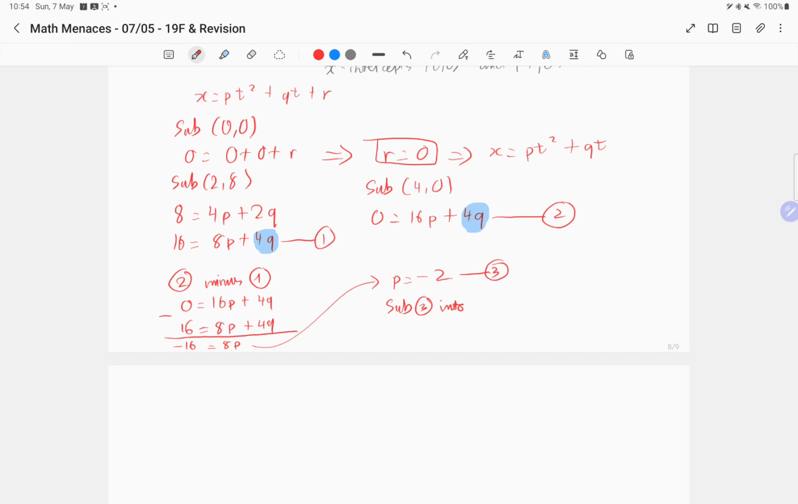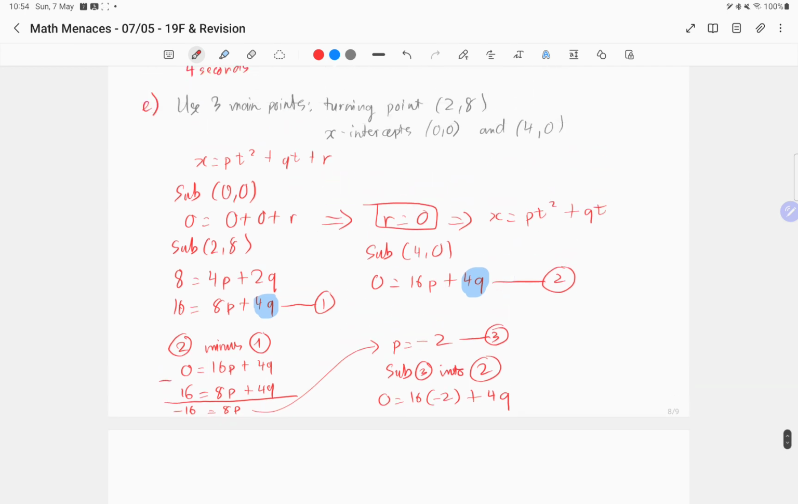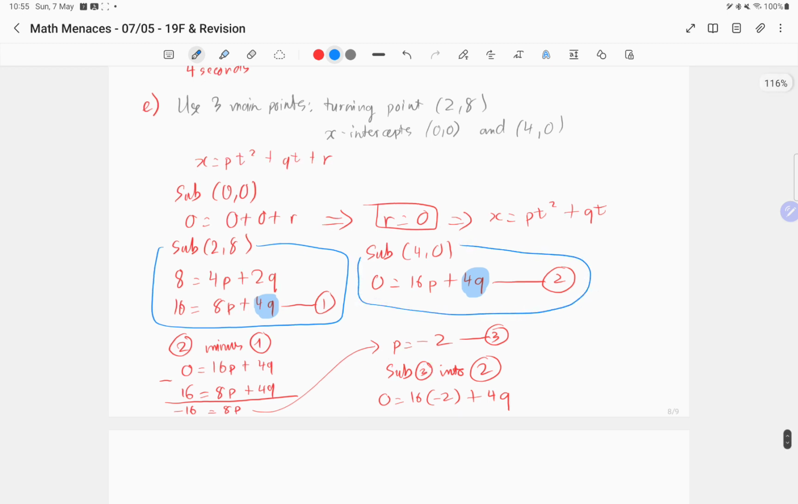Are you guys doing E at the moment? I'm quite lost. I'm very confused. Which part are you up to now? Well, I'm really confused for question E. Yeah, because first I have 8 equals 4p plus 2q. Mm-hmm. But then where did you get 16 from? Because I times it by 2. I'm just changing the equation so I can... Isn't it 4, 0, so it's 0 equals 16p plus 4q? Yes, that is this one here. Yeah, so there are 2 equations.